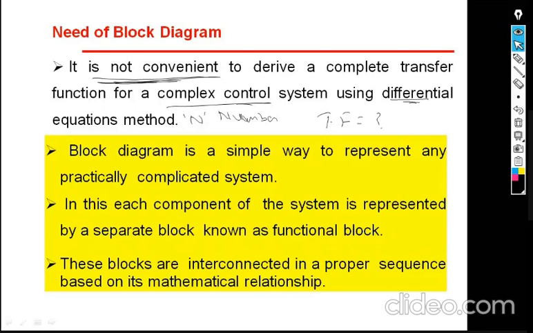Now, so that's why what I can say, the advantage of block diagram is that block diagram is a simple way to represent any complicated system. In the previous slide lo meeku chupichanu.